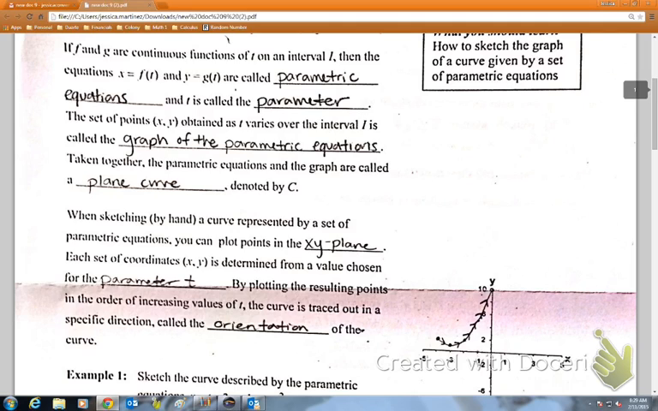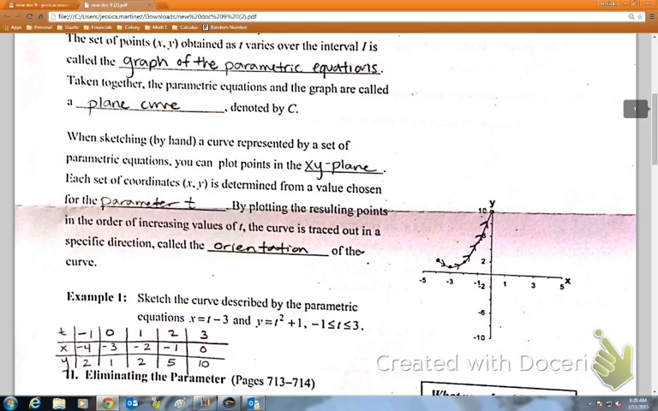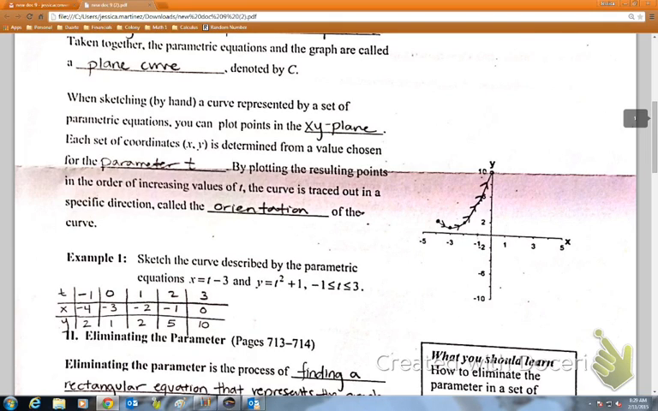It says, when sketching by hand a curve represented by a set of parametric equations, you can plot the points in the xy plane, and each set of coordinates x comma y is determined from a value chosen for the parameter t. So you can choose different values for t, plug them into the equation for x, plug them into the equation for y to figure out what your x and y values should be. By plotting the resulting points in the order of increasing values of t, the curve is sketched out in a specific direction called the orientation of the curve. So that's what the arrows are for. It helps us figure out what direction they go in, and that's called the orientation.